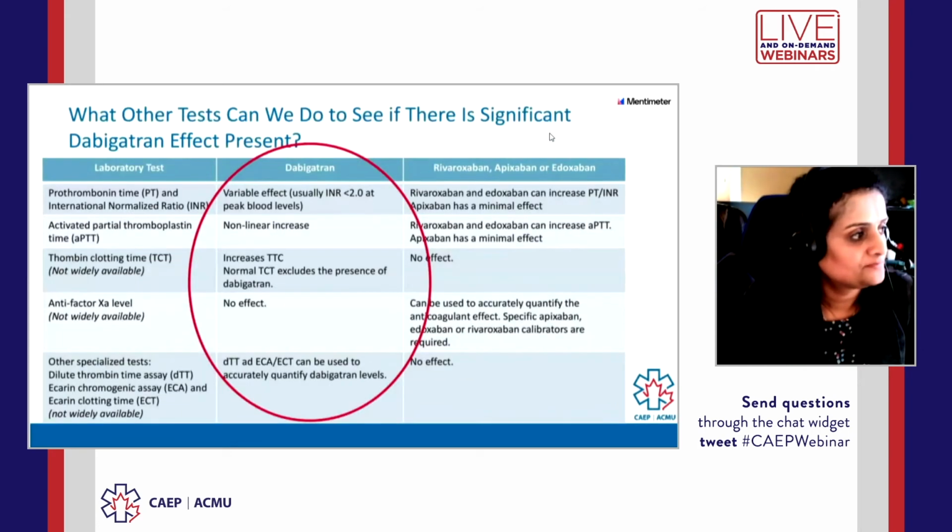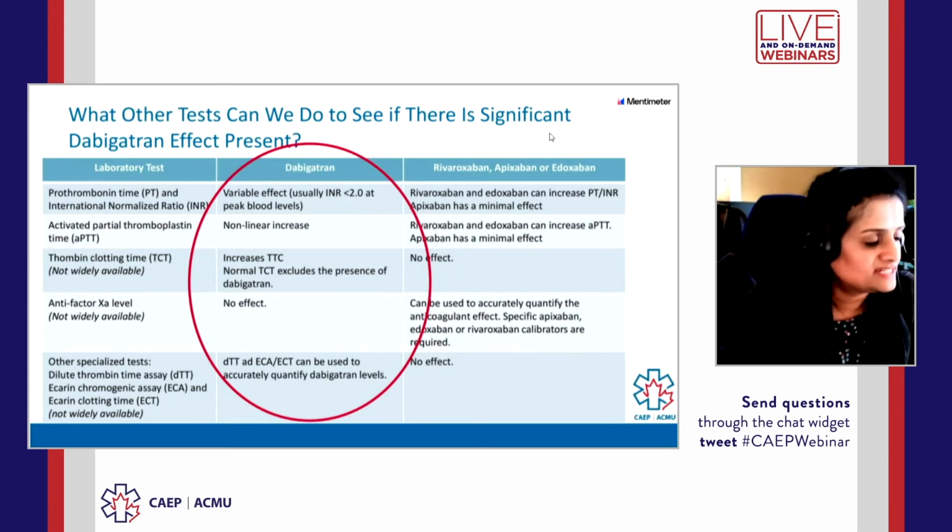Next one. This always comes up. Is there any test that we can reliably do that can predict how much of the medication is still in the system? Unfortunately, routine blood investigations are often used but really cannot assess many of these agents' effects. For dabigatran, the PT, the prothrombin time, has a variable effect, so it may not be that helpful in a dabigatran-associated bleeding presentation.